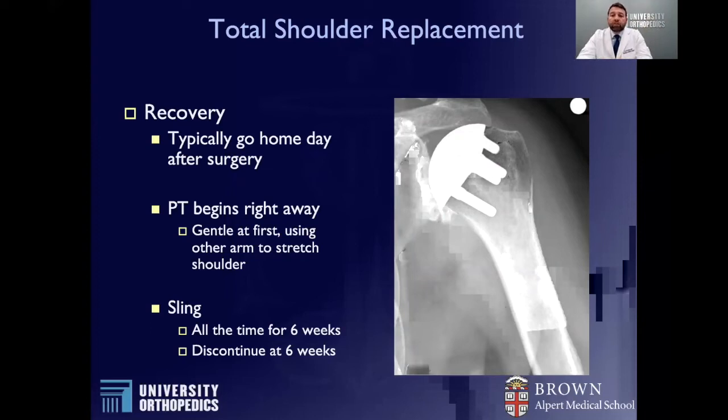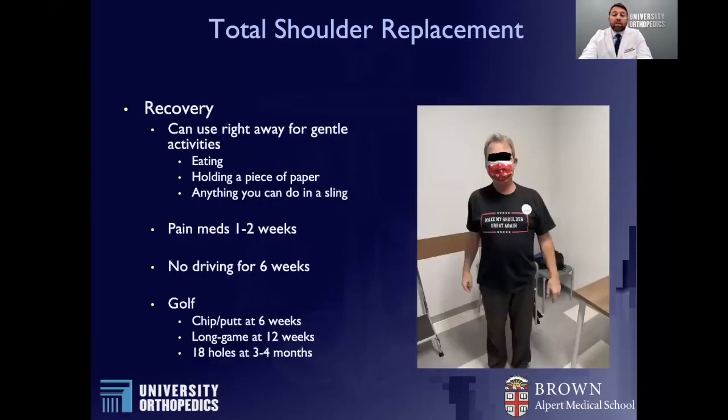It's gentle at first, and we use that sling for 6 weeks. So for 6 weeks, you're going to be in a sling, and that's to get that front tendon that we had to release to heal back down to the bone. After the 6 weeks, you can start using the arm for lighter activity. You can use it in the sling for some gentle activities right away, such as eating, holding a piece of paper, really anything you can do in the sling.